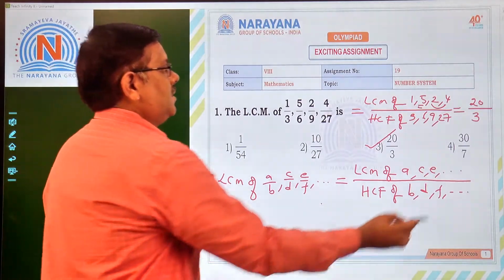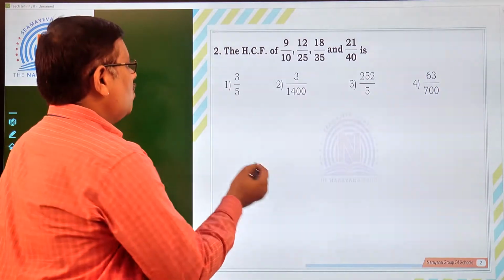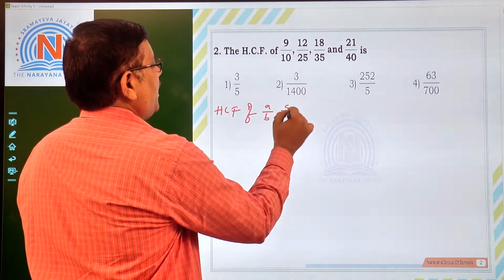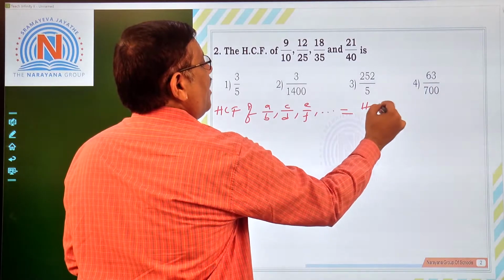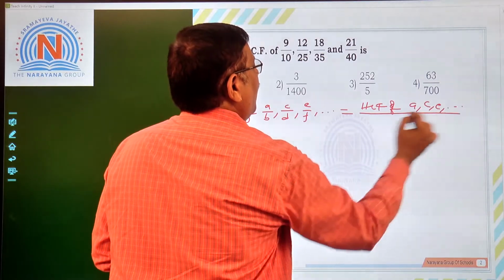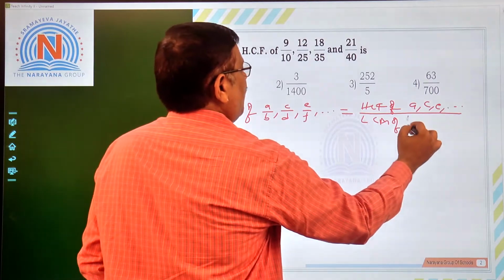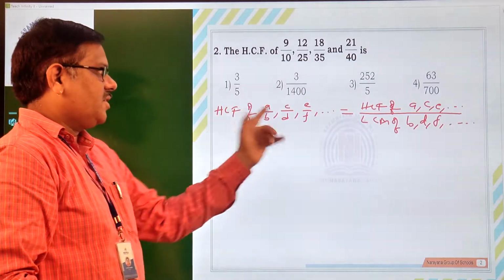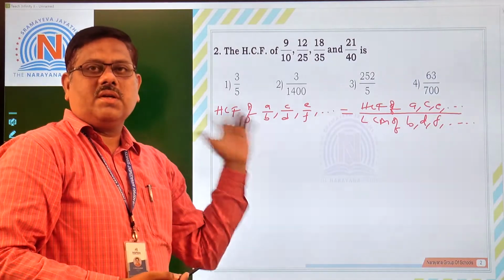Okay. Now, we will move to the next question. Here he is asking HCF of certain fractions. So, how to do that? HCF of fractions, let us take A by B, C by D, E by F, and so on. That is nothing but HCF of numerators. What are they? A, C, E, and so on. Upon LCM of denominators. Denominators are B, D, F, and so on. Okay, HCF of fractions is HCF of numerators of the given fractions by LCM of denominators of the given fractions.